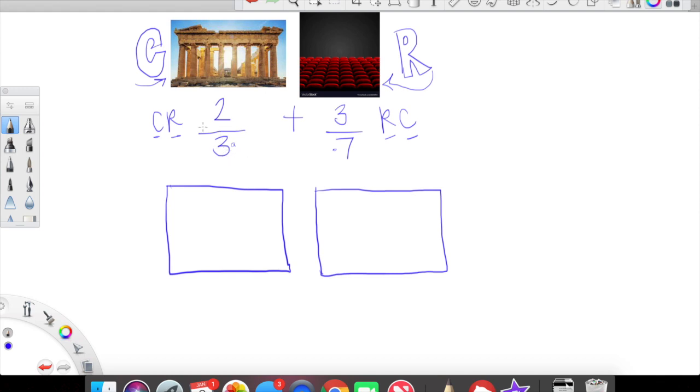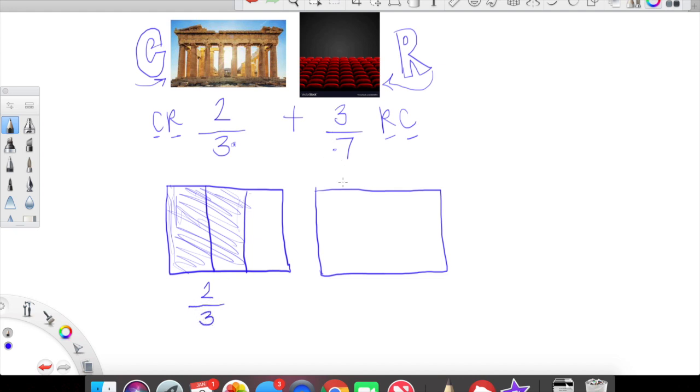So here goes, 2/3. We are looking for columns in our first fraction. Columns look like this, just like the columns in the Parthenon. So I have 1, 2, 3 columns made because that is our denominator. And now I'm going to shade in 2 of my columns with a lighter stroke so we can see 2/3 very clearly there. I'm going to go ahead and write 2/3.